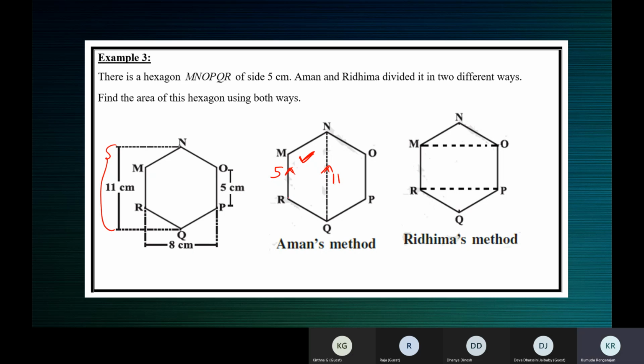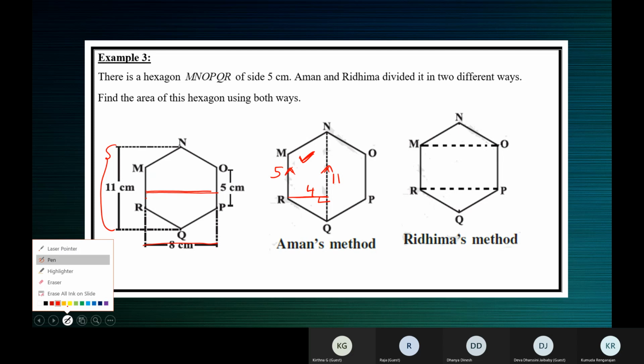And the distance between the parallel sides, how much is this? 8 centimeters. 8 is from here to here. This one is 8. How much is this? 4 centimeters, ma'am. This will be 4 centimeters. Let's do it again.